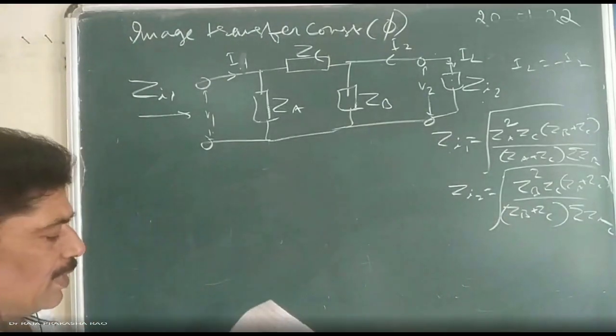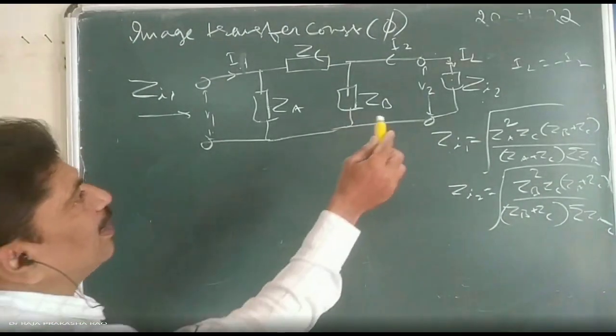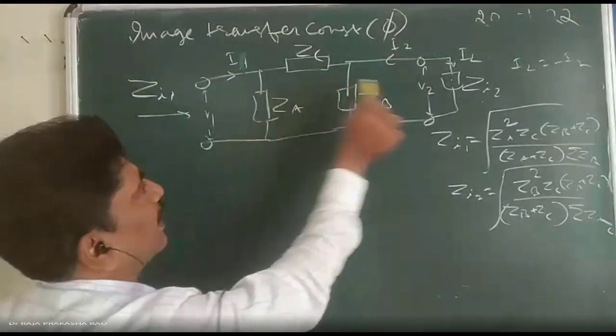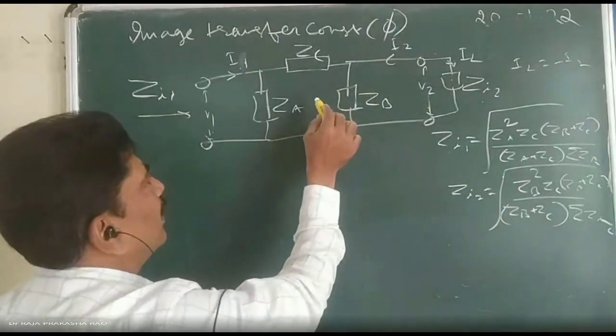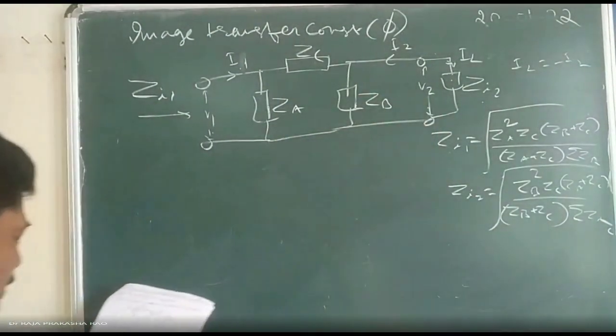Then for finding I1 by IL, how do you find the ratio of I1 and IL? You apply KVL to these two loops.